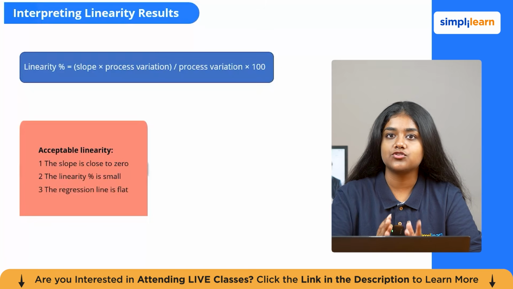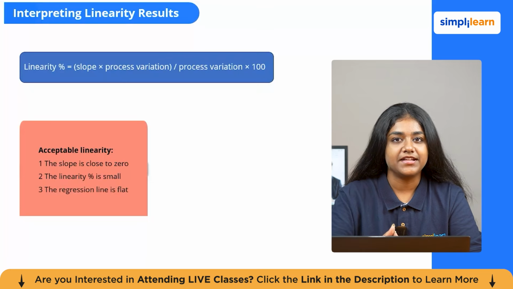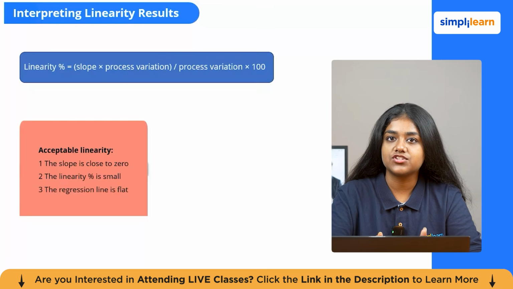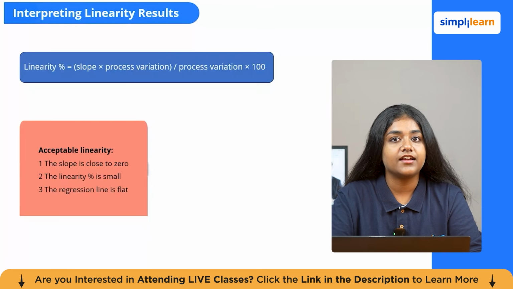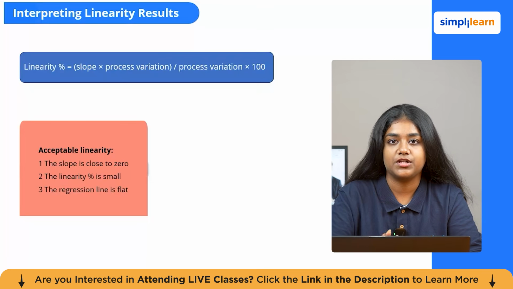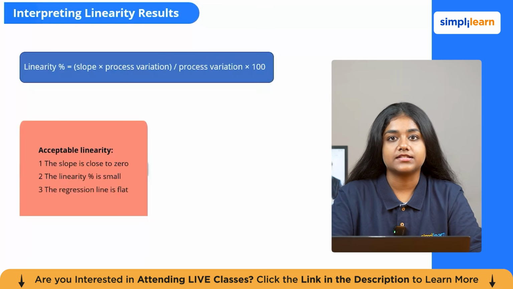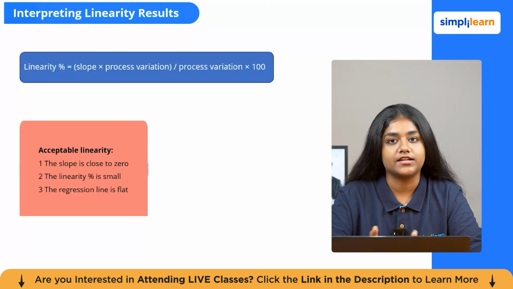The linearity percentage should also be small when compared with the tolerance or process variation. This means the amount of bias change is not large enough to significantly affect inspection or process decisions. The regression line should appear relatively flat. A flat line shows the gauge behaves in a stable and predictable way across the entire range of measurement. The data points should also cluster close to the regression line. This indicates that the measurement results are consistent and that the variation in bias is not excessive.